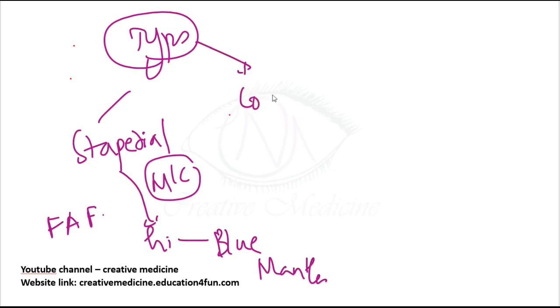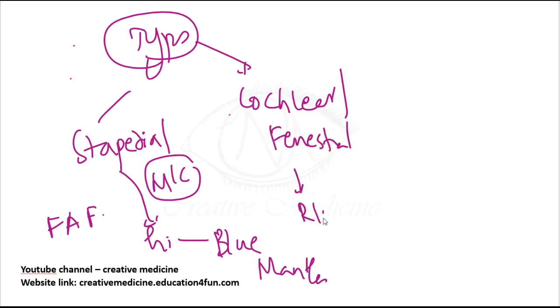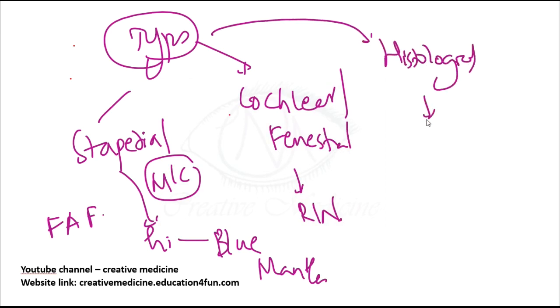The second type is called the cochlear type. In the cochlear type, it mainly involves the round window. Then the third type is the histological type. In the histological type, the lesion is mainly detected on postmortem examination.